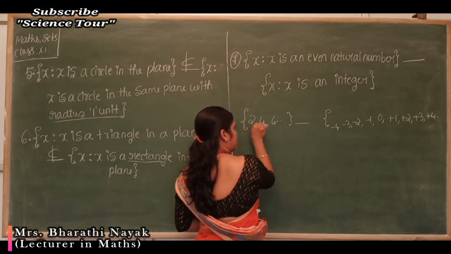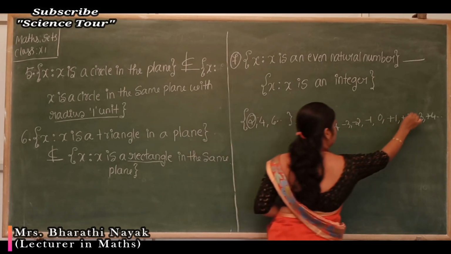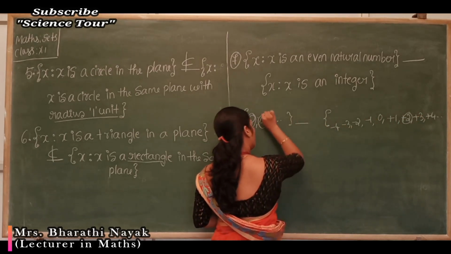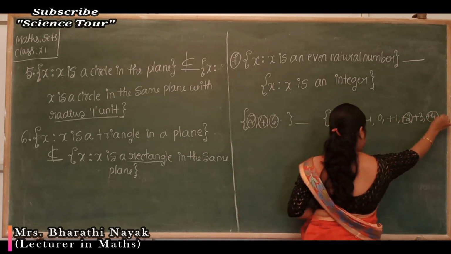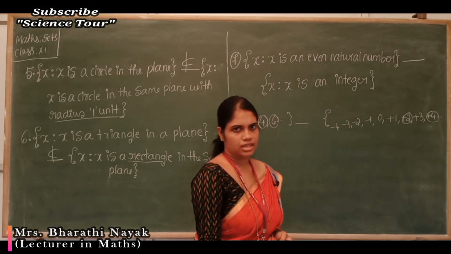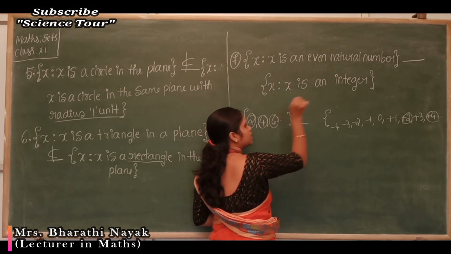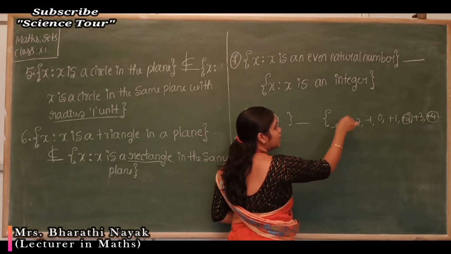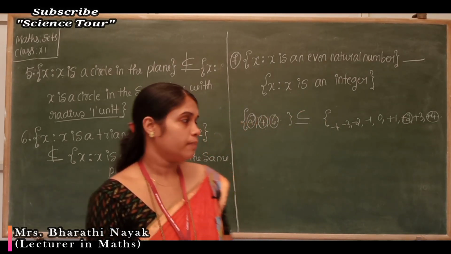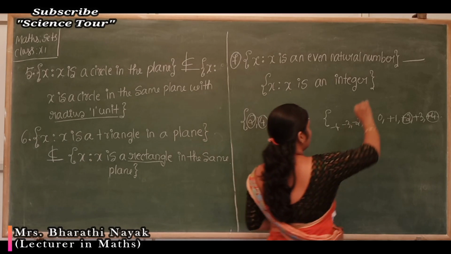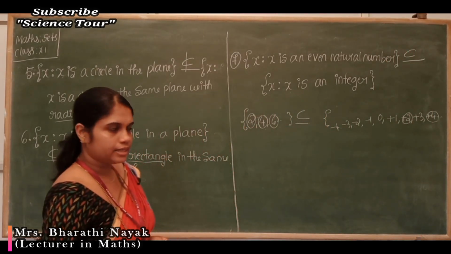Okay, you just compare the elements of these two sets. 2 is included here. Next 4 is included here. Next 6, obviously 6 will come under the set of all integers, isn't it? So therefore all the even natural numbers are contained in the set of all integers. So which symbol will you write here? You will write this symbol, contained, contained in the second set.